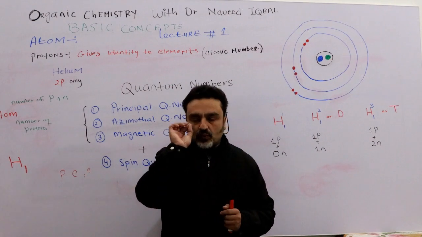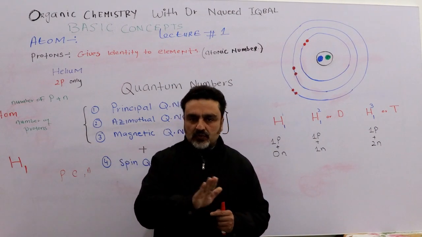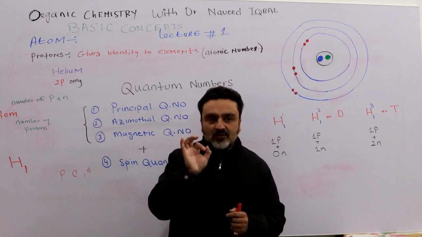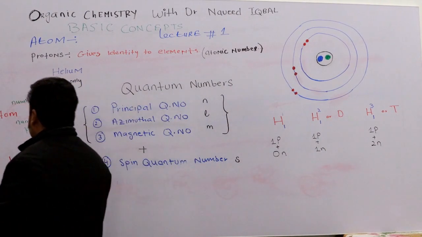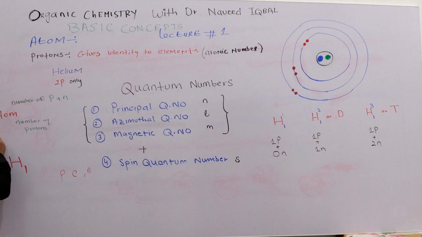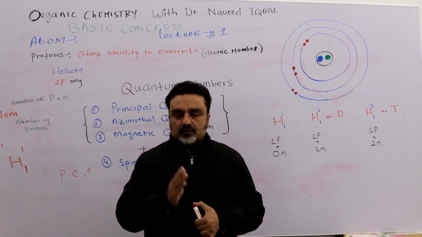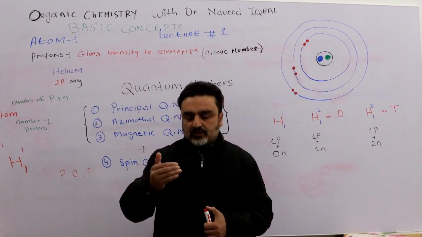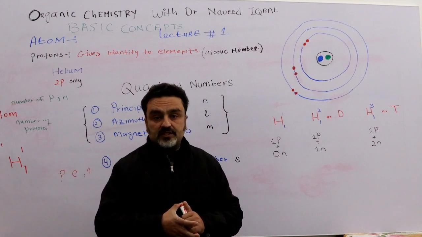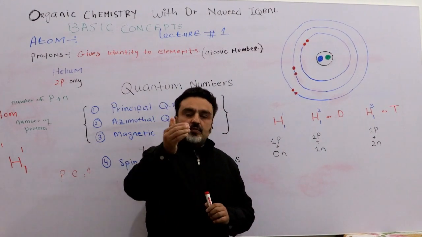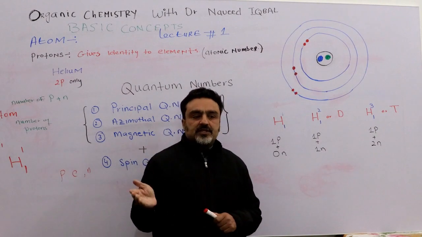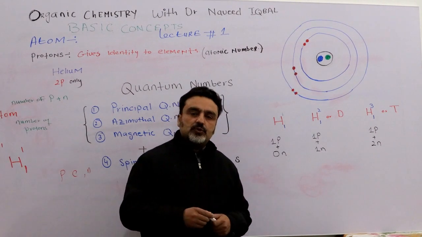Now it has one proton inside its nucleus but no neutron. So you write proton plus neutron, 1 plus 0 is equal to 1. The superscript is also 1. But what is the importance of the neutron? I am coming to it. Neutron is a very important thing. Now, you might have heard the word isotope. What actually is an isotope?